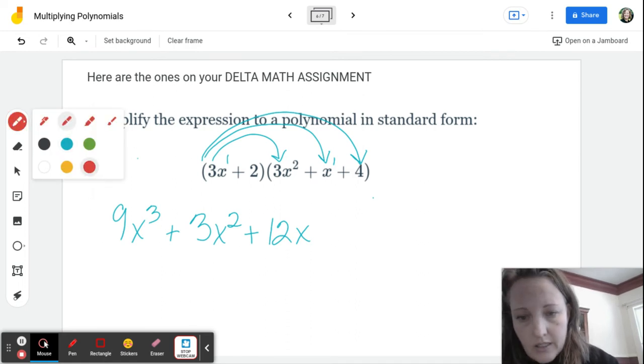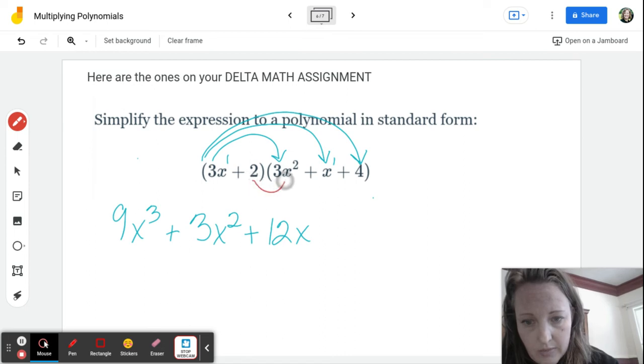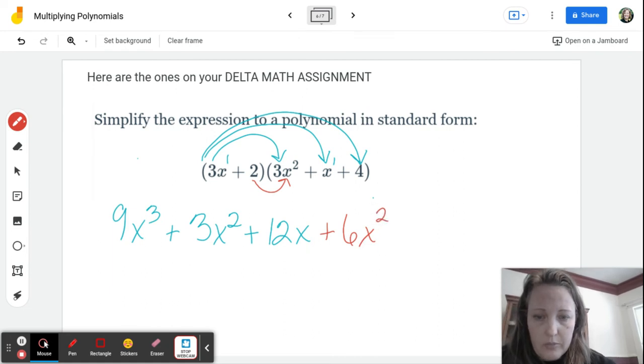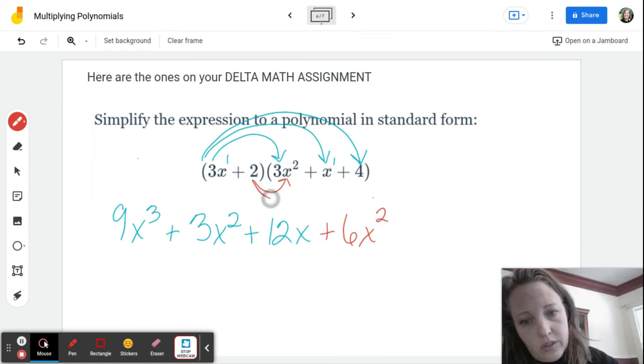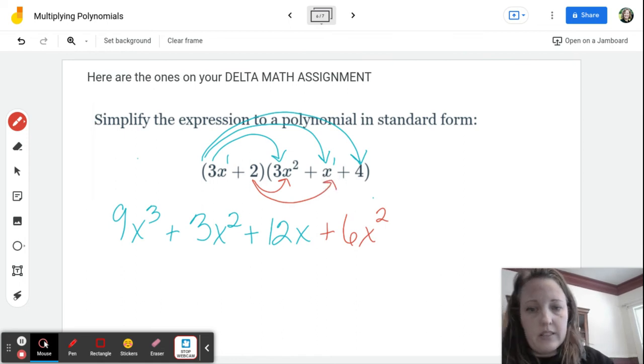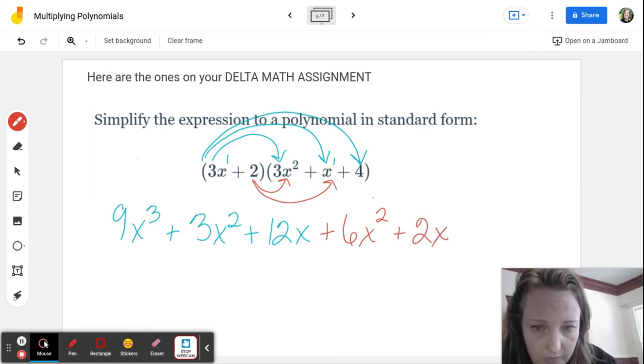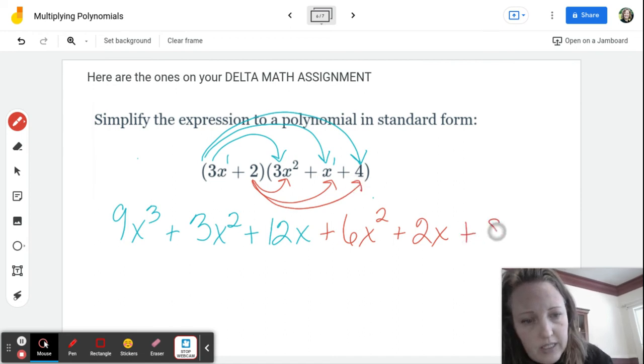Next, okay, I'm going to multiply the constant of 2 times every part of this trinomial. All right, so 2 times 3, the coefficient of 2 and 3, that's a positive 6x squared. He does not fall out. He's still important. Now, 2 times x, a positive x. So a positive 2 times a positive x is a positive 2x. And then a positive 2 times a positive 4 is a positive 8.